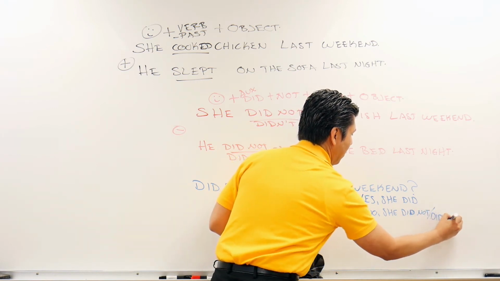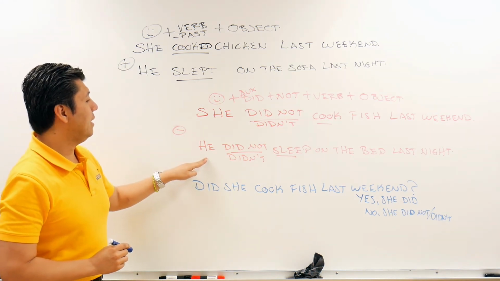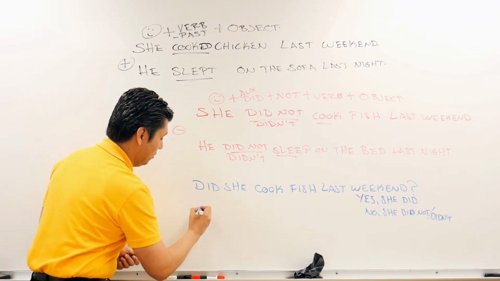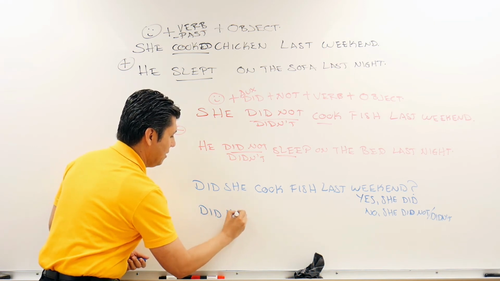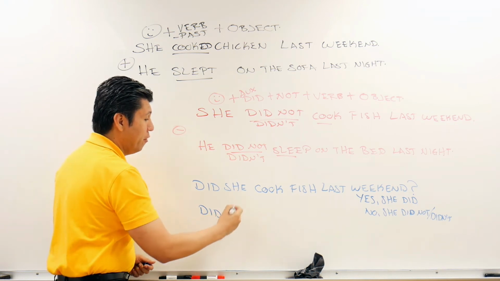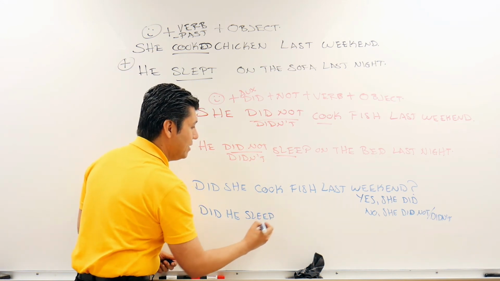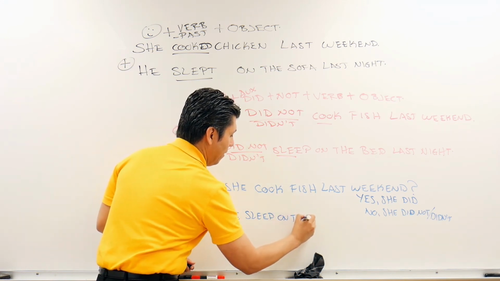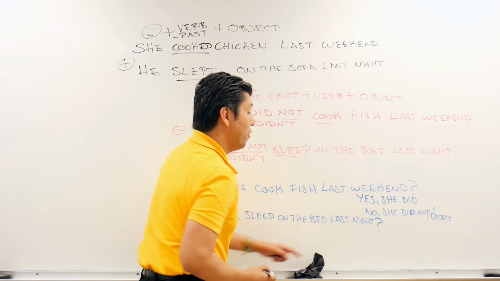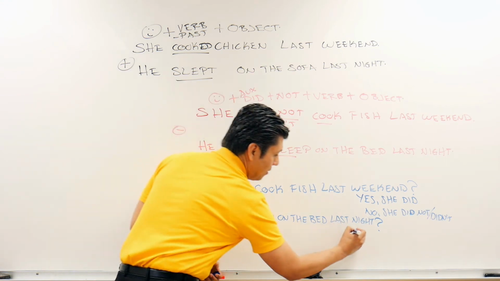Contraction, didn't. Okay, let's change the other one into a question form. He did not sleep on the bed last night. Take the auxiliary, put it in front. Did he sleep or slept? Remember, I'm using the auxiliary did, so the verb is going to remain in present form. So did he sleep? Did he sleep on the bed last night? Very important, use your question marks. Did he sleep on the bed last night?